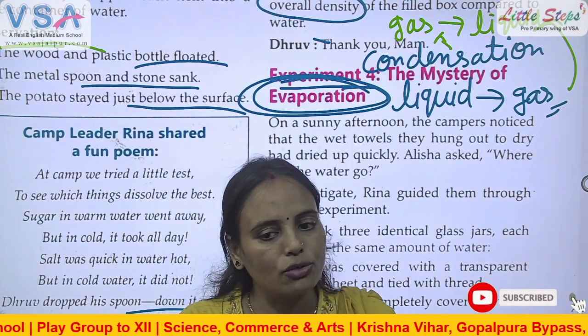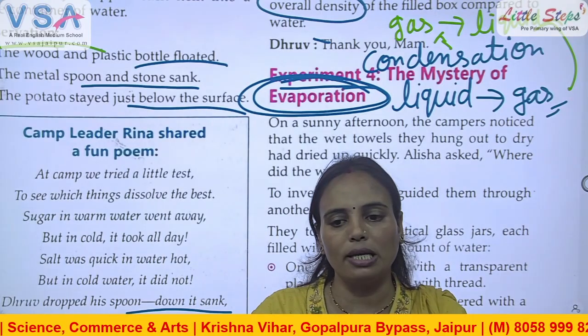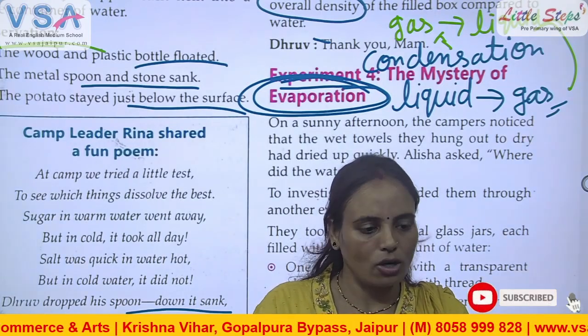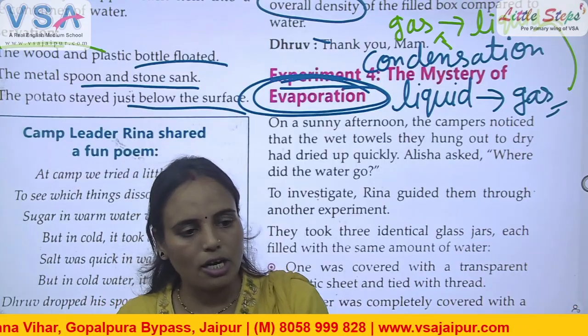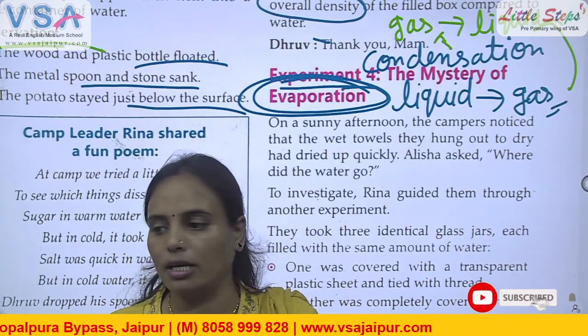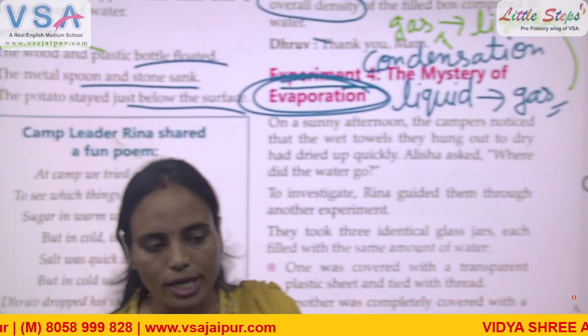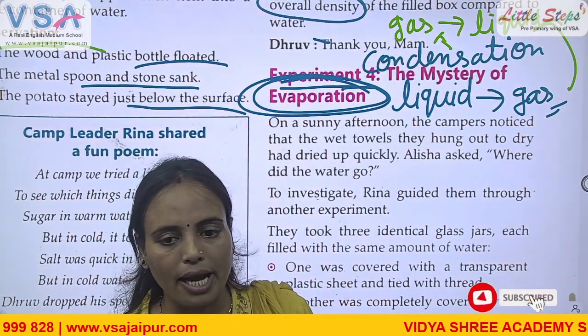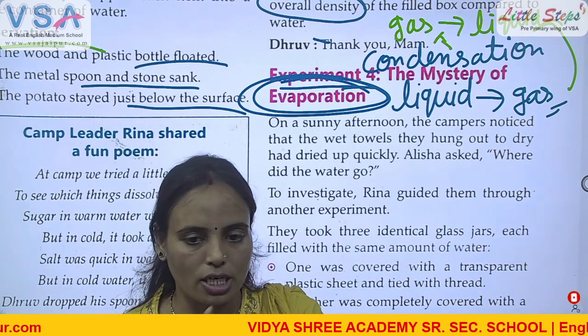And also you have to write the names of two things which are soluble or insoluble in water. Got it? Okay, so this is enough for today. We will meet in our next class with the experiment. Okay, what are we going to learn in this experiment? The mystery of evaporation.